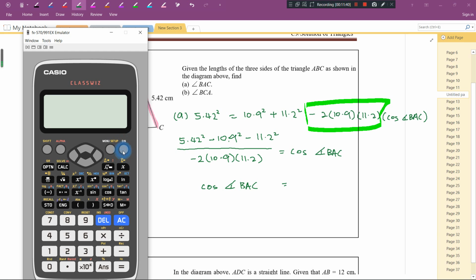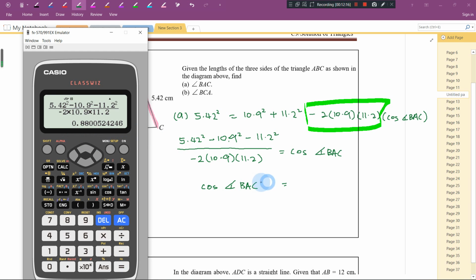Okay, how about I key in again? So first press this one first. Then 5.42 square minus 10.9 square minus 11.2 square. Let me check, correct or not? Yes. So now you have negative 2 times 10.9 times 11.2. Okay, so you see it's very easy for you to key in. This is exactly what you see here. Just key in your calculator, then press equal. Okay, this is the answer.